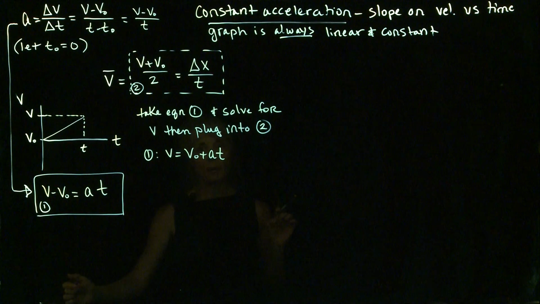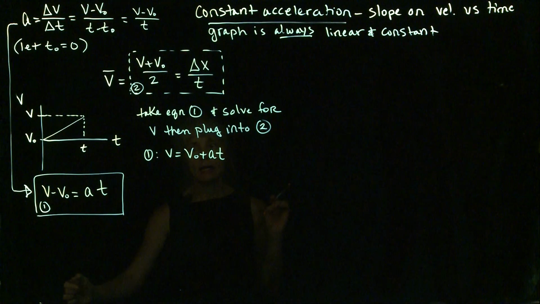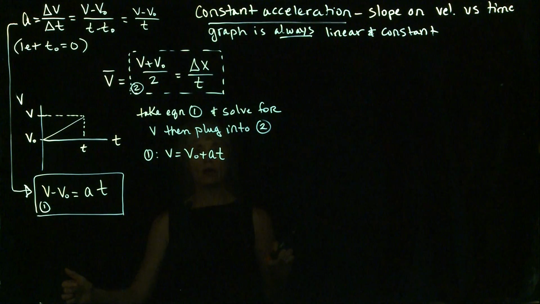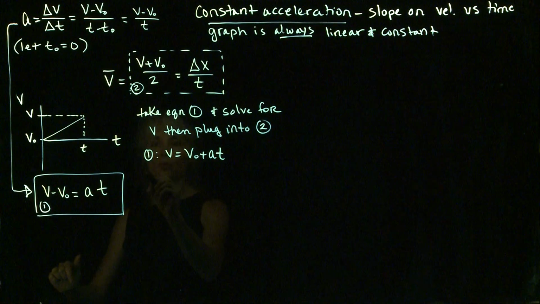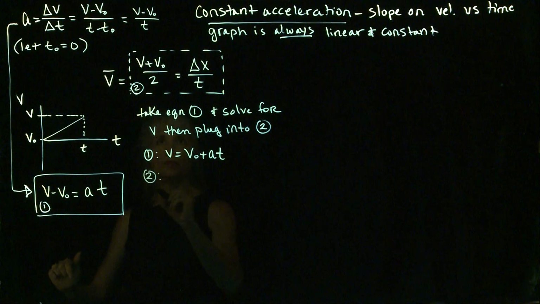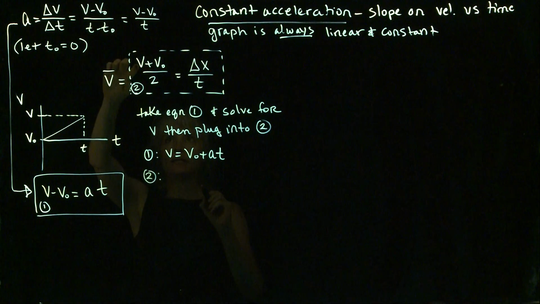Algebra is paramount to being able to do physics at this level, and this is a good practice ground for you to remind yourself how to do some basic algebra. So now I'm going to plug this into equation 2. So what does equation 2 become? So here is v.